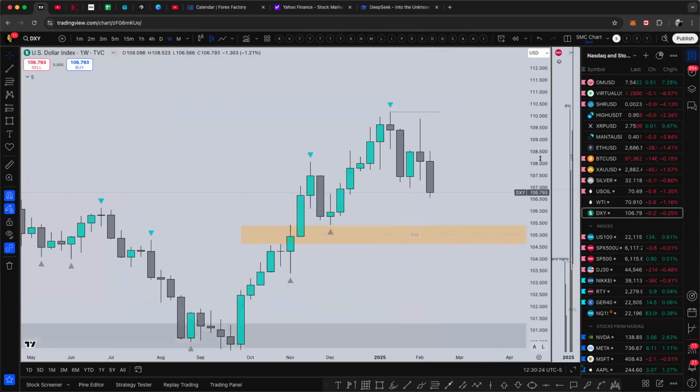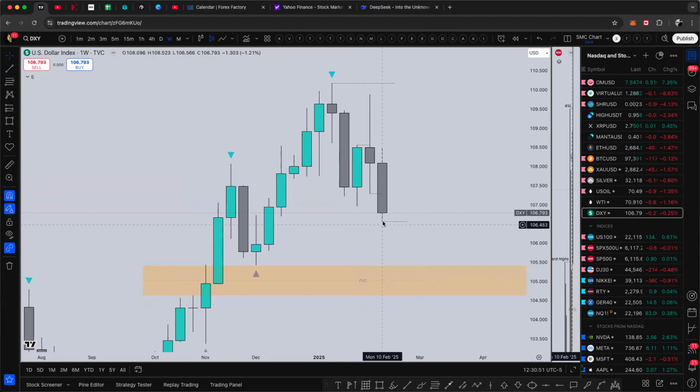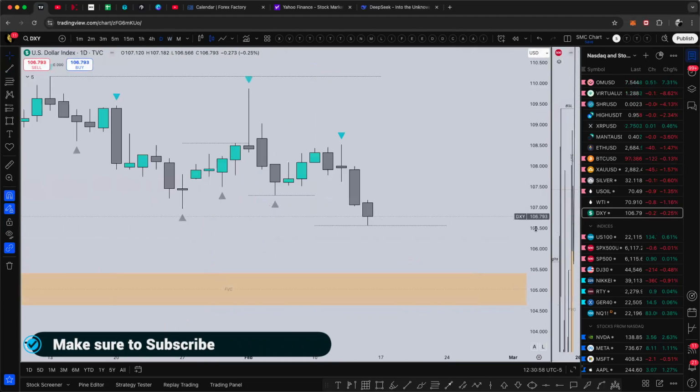Let's go to the weekly now. So on the weekly, notice, we failed to close above this previous high. We closed bearish. This current week, the week that just closed this Friday, we closed below this low. We have displacement lower. We have a body of the candle closing below this low. What is that telling me? Well, I'm expecting price to continue its direction to the downside. So dollar index, bearish. I'm expecting bearish continuation.